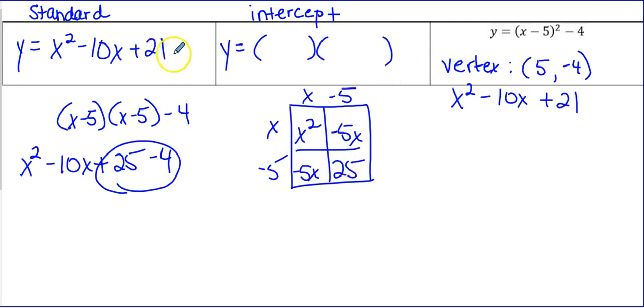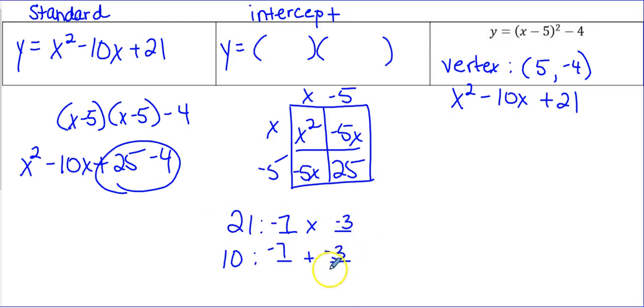And I need a factor pair. I need 21 equals something times itself, and 10 equals something plus the other thing. Because I've got a negative here, I know that both of these numbers need to be negative, and I'm going to be using -7 and -3, because -7 times -3 also equals +21. So this is going to be x minus 7, x minus 3.